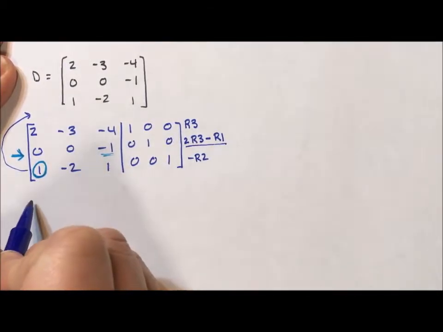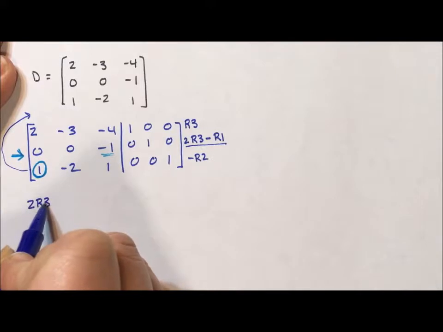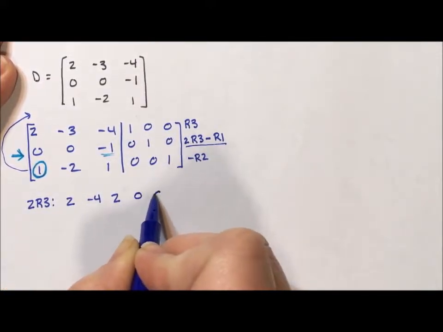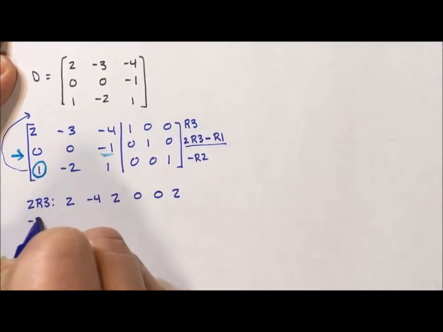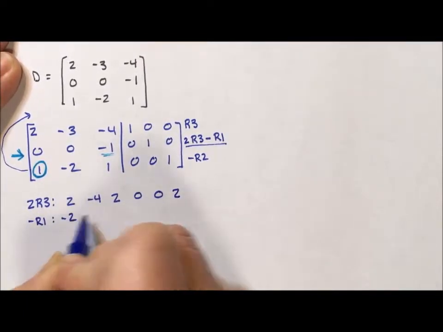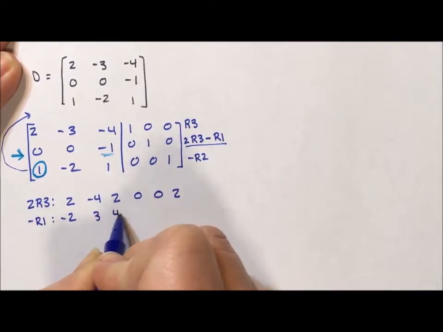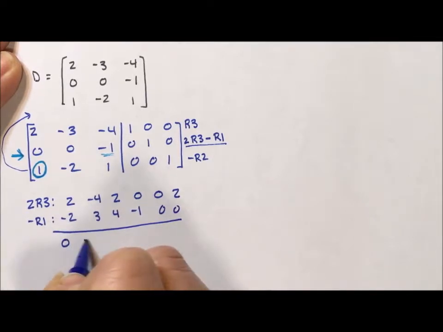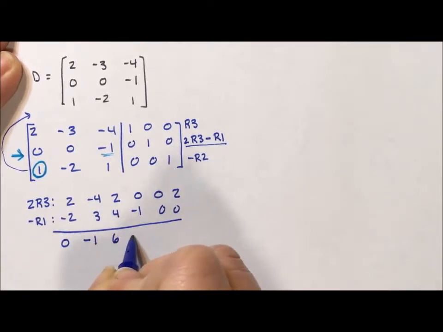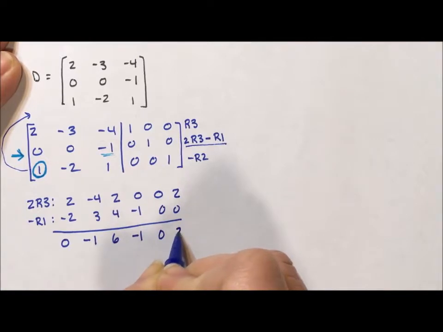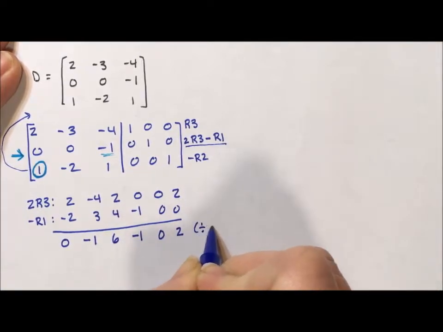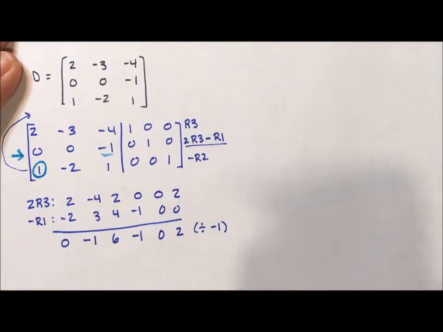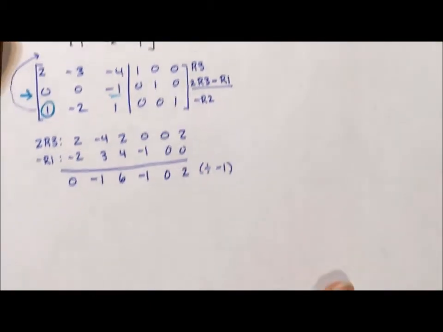The only row that has any computation is this one. So let's play around with that. It's 2 times row 3. So that's 2, -4, 2, 0, 0, 2. Then we have minus row 1: -2, 3, 4, -1, 0, 0. And we add down to get 0, -1, 6, -1, 0, 2. All right, I'm going to divide this through by -1 to get that number a 1, because then I have a lot of 1s and I really like that.